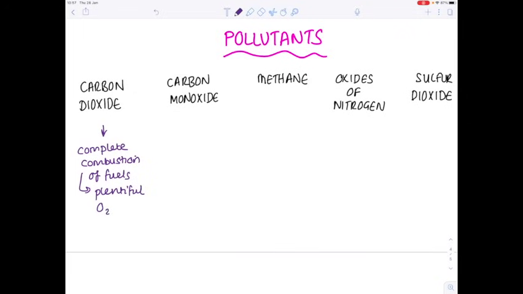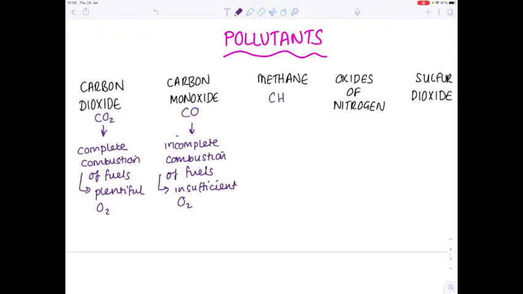Now carbon monoxide, if we just quickly look at the difference in their formulae, carbon dioxide is CO2, carbon monoxide is just CO, so it contains one oxygen, and that's because it's produced by the incomplete combustion of fuels. And that means that there was insufficient oxygen in the engine.